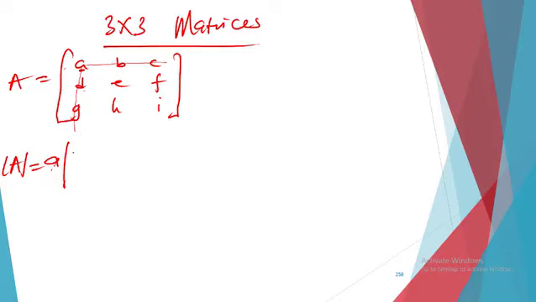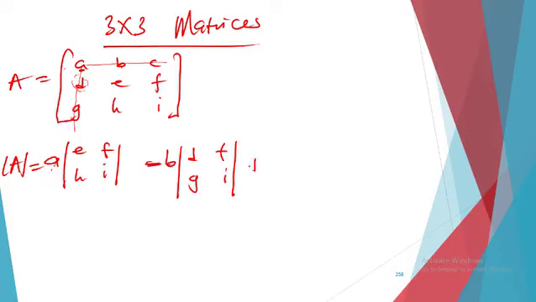So what is remaining here? We have E, F, H, I. Then minus, what's the second entry? B, into, you also cancel its column and its row, and what will be left is D, G, and then F, I.